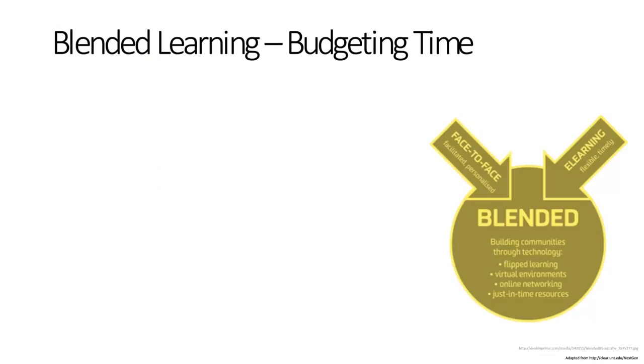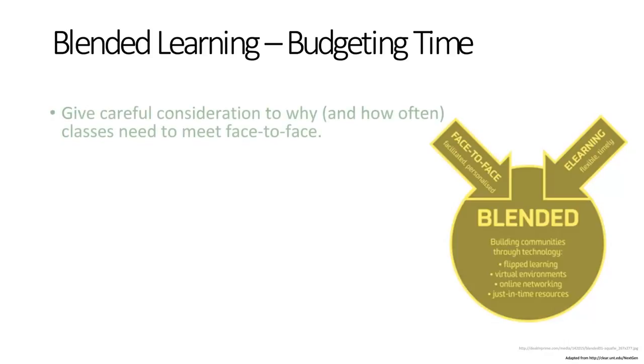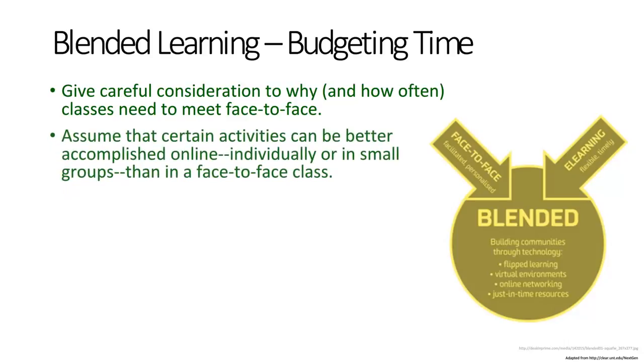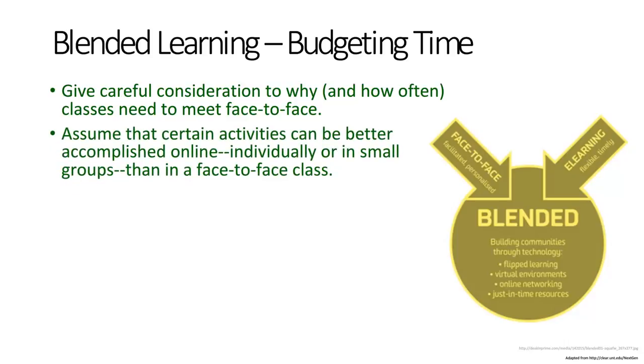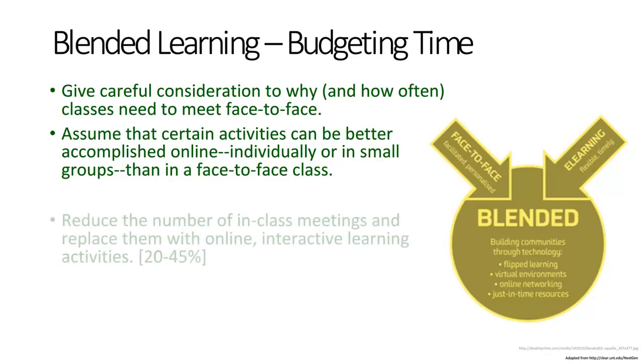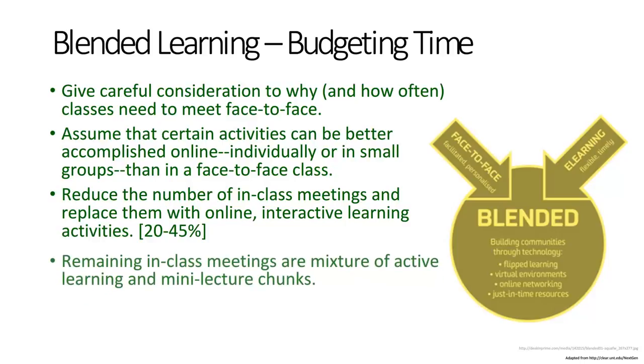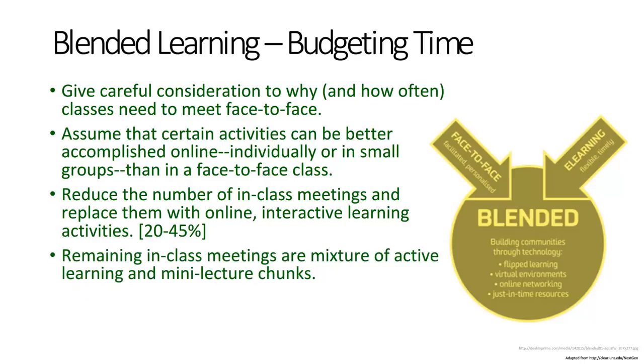Let's look at some specifics. As you plan, consider why and how often you need classes to meet face-to-face. Ask yourself if students can meet your objectives through online activities. Consider limiting the number of times you meet face-to-face in order to cut down on unnecessary meetings and boredom. Give students greater autonomy in choosing when and where they will complete some assignments.